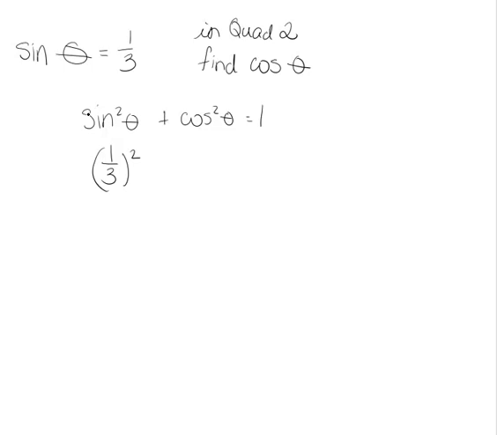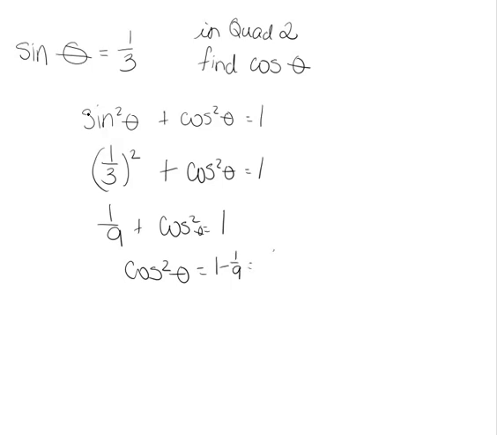So if sine theta is 1/3, then sine squared theta is 1/3 squared, plus cosine squared theta equals 1. So this becomes 1/9 plus cosine squared theta equals 1. If I subtract 1/9 from both sides, then I get cosine squared theta equals 1 minus 1/9, which is 9/9 minus 1/9, which is 8/9. But I don't want to know what cosine squared of theta is. I want to know what cosine of theta is.